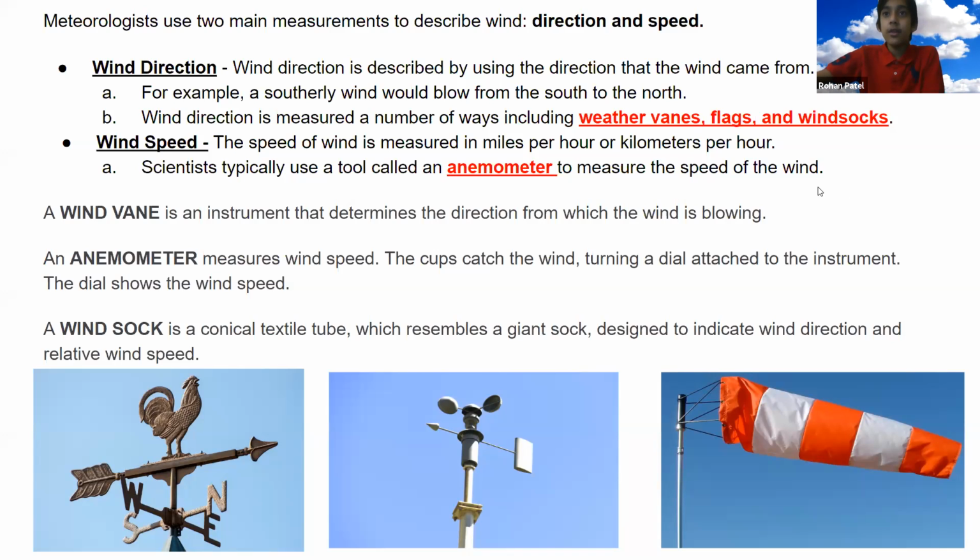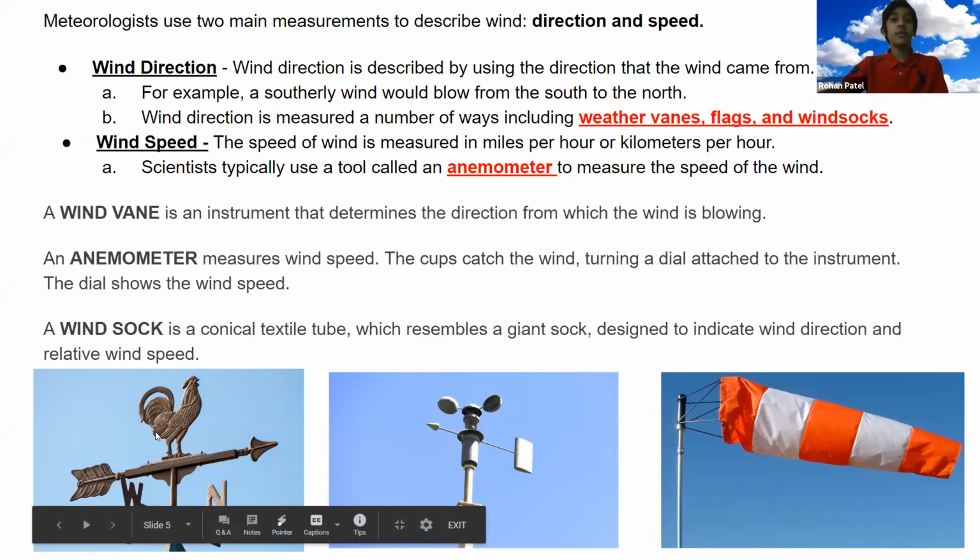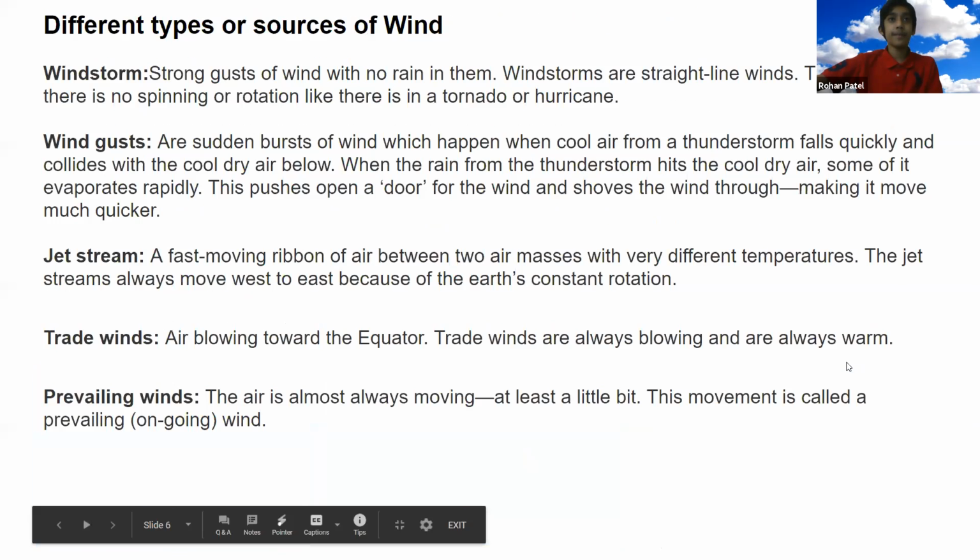Anemometer. We talked about that in our last class to measure the speed of wind. A wind vane is an instrument that determines the direction from which the wind is blowing. An anemometer measures wind speed. The cups catch the wind, turning a dial attached to the instrument. The dial shows the wind speed. And a windsock is a conical textile tube which resembles a giant sock, designed to indicate wind direction and relative wind speed. So in our first one, we know this is our wind vane. In our middle, we have an anemometer, and on our right, we have a windsock.